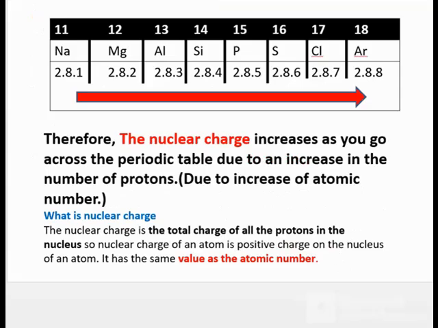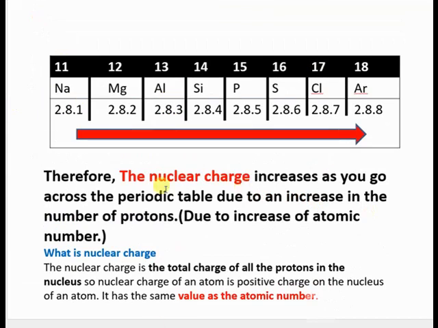So let me use this to explain. Across the period, the nuclear charge increases, therefore the outermost energy level electrons are pulled more strongly in argon compared to sodium. Therefore, the nuclear charge increases across the period as the atomic radius decreases across the period.